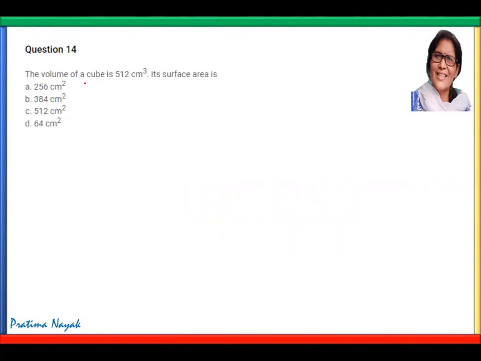The volume of a cube is 512 centimeter cube. The surface area is 256, 384, 512, 64. Volume of the cube is equal to side cube, or we write a cube is equal to 512. Now what is a? a is cube root of 512.